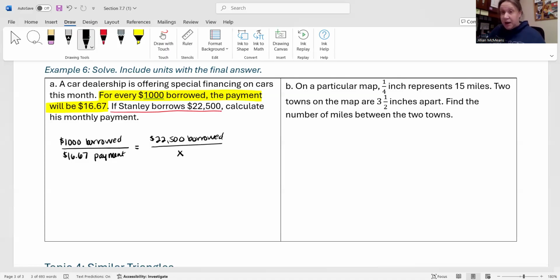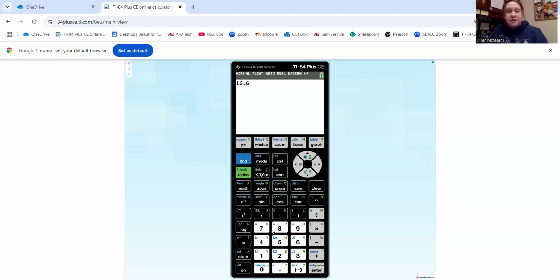So I'm going to take 1,000 and multiply it by x. Remember, you multiply the diagonals. So first numerator, second denominator, first denominator, second numerator. So I'm going to get 1,000 times x equals 16.67 times 22,500. Okay, well, 1,000x is just 1,000x. 16.67 times 22,500, I don't care to do in my head. So if you've got a calculator, pull it out. And let's see, we get 16.67 times 22,500. And that's going to give us 375,075.